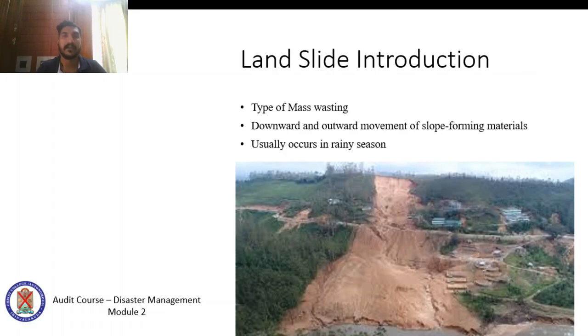The term landslides describes a wide variety of processes that result in the downward and outward movement of slope-forming material that includes rock, soil, some artificial fill, or a combination of these. And the materials may move by falling, toppling, sliding, spreading, and flowing.